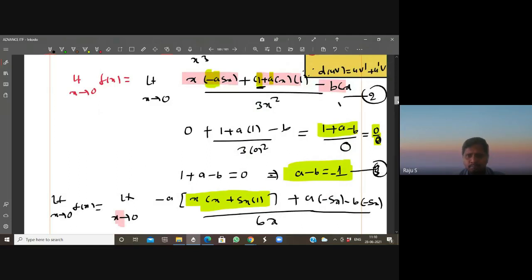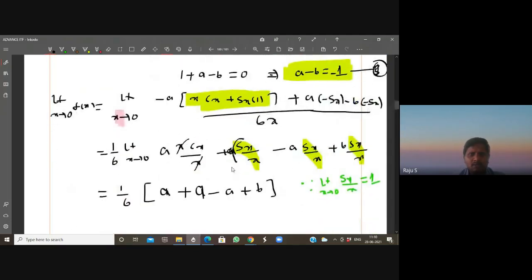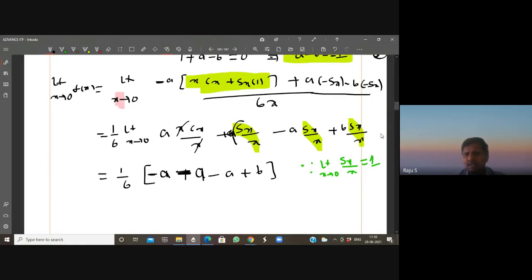Okay. Because why this is here minus a will be there. Minus a. If I take minus here, otherwise you can directly take here minus. Minus a minus a minus a plus b. Okay. So is equal to what? Right. This value we got 1 by 6 times of b minus 3a.